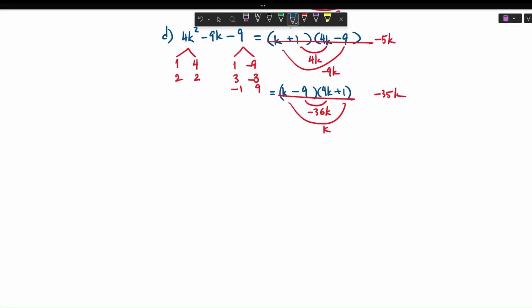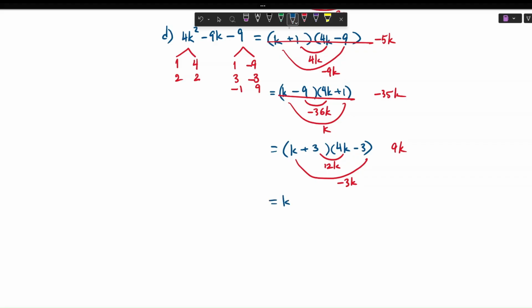Let's try it with the 3's. So 4k and k, 3 and negative 3. So here we're going to get 12k. Here we're going to get negative 3k. Together that's positive 9k, which is almost correct, except the signs are wrong.